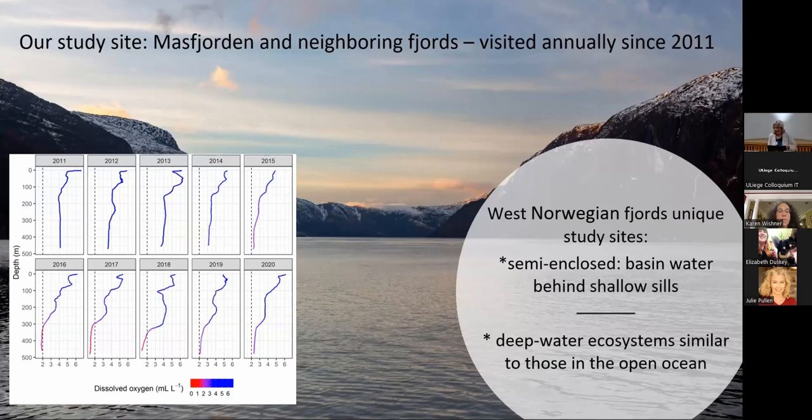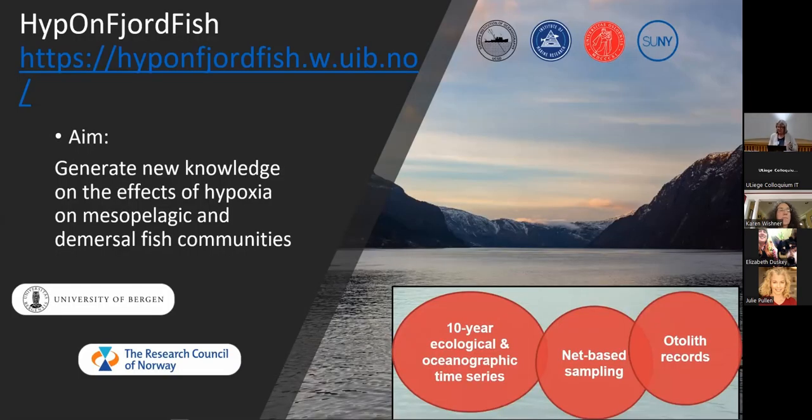So we recently got funded for a project to study the effect of hypoxia on the mesopelagic and the demersal fish communities. And that project originated from the findings of this annual student field course. Every year we went, we've been going there for many years now, and repeated visits to this fjord showed us the serendipitous discovery of the very low oxygen. And that was great fun for the students and great fun for us.